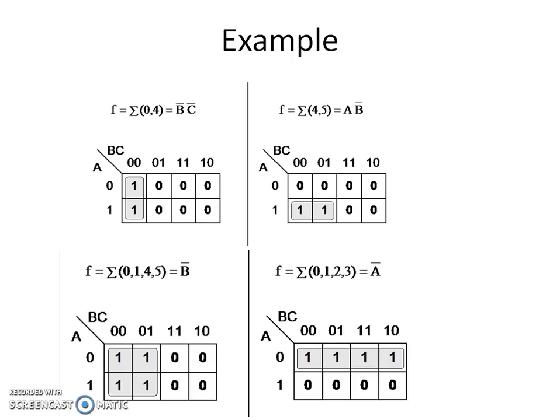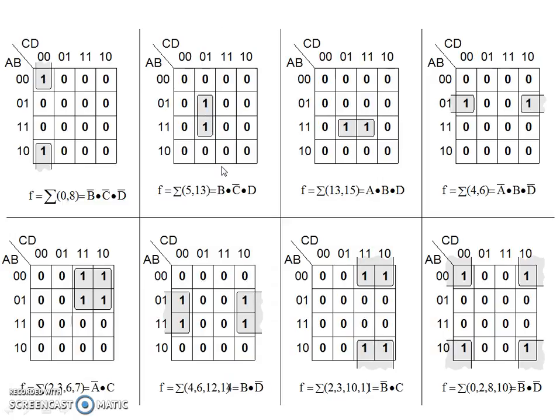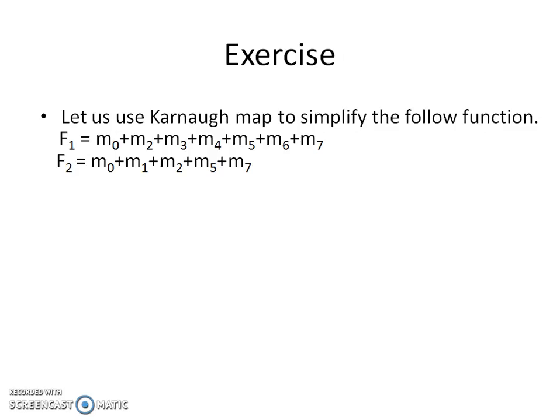Then move on to some examples for your better revision. Go through this example and then you can do an exercise problem. Let the function F1 be equal to m0 plus m1 plus m2 plus m3 plus m4 plus m5 plus m6 plus m7. That means in these minterms we have a 1 and the others are zeros. So we can map these minterms into our K-map.